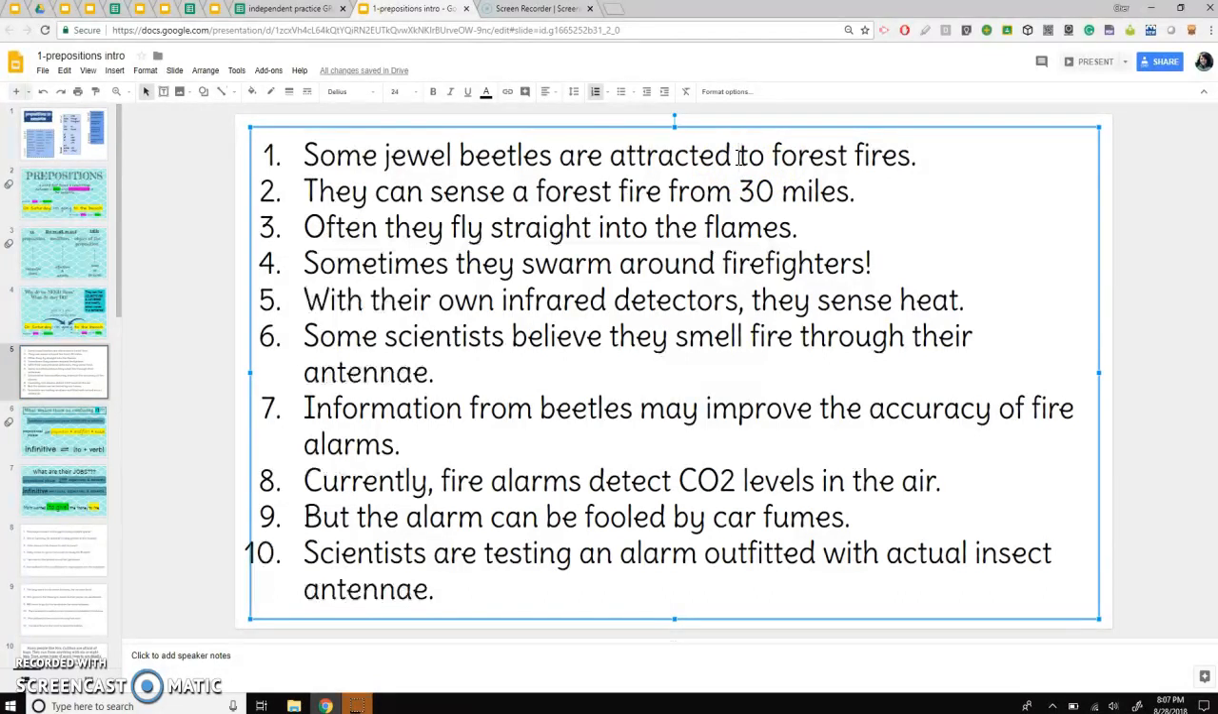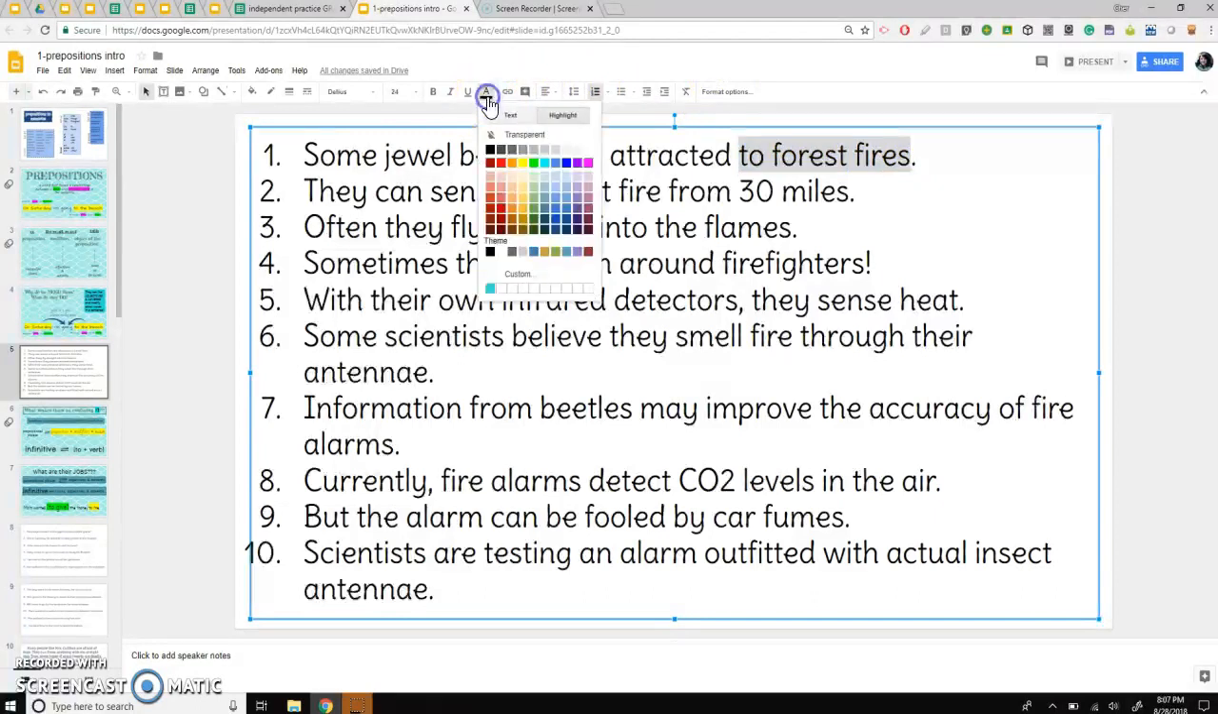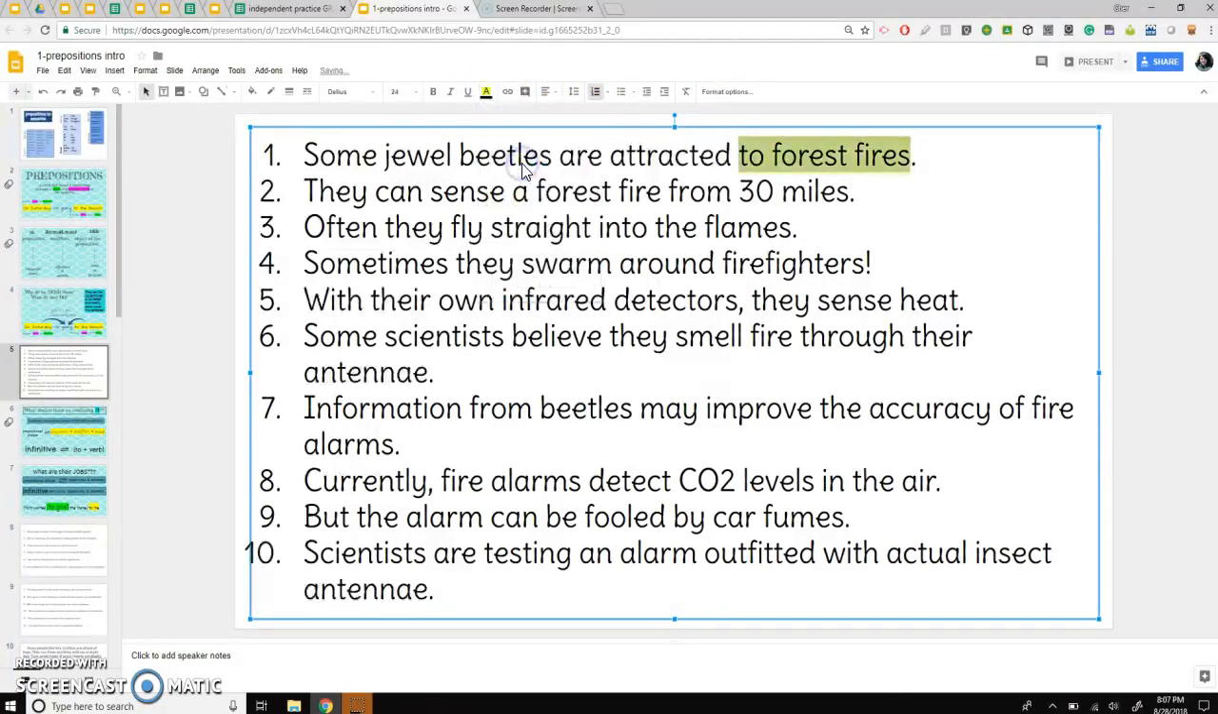To what? Now I do see a noun here that says to forest. But I don't think that the jewel beetles are attracted to forest. I think that phrase goes a little farther. To what? To forest fires. In this case, forest is acting like an adjective. It's describing what kind of fire? A forest fire. So it's a modifier. And so my prepositional phrase is to forest fires.